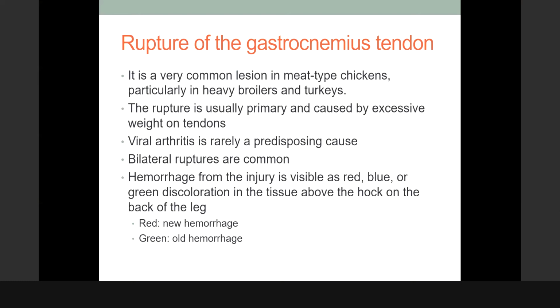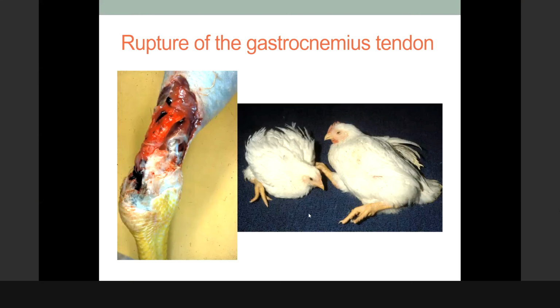Bilateral ruptures are common. You may see both sides ruptured. Hemorrhages from the injury are visible as red, blue, or green discoloration on the tissue above the hock on the back of the leg. If it's red, usually it is something that happened recently, a new hemorrhage, and if it's green, probably it happened quite some time ago. So this is what happens: gastrocnemius tendon rupture.